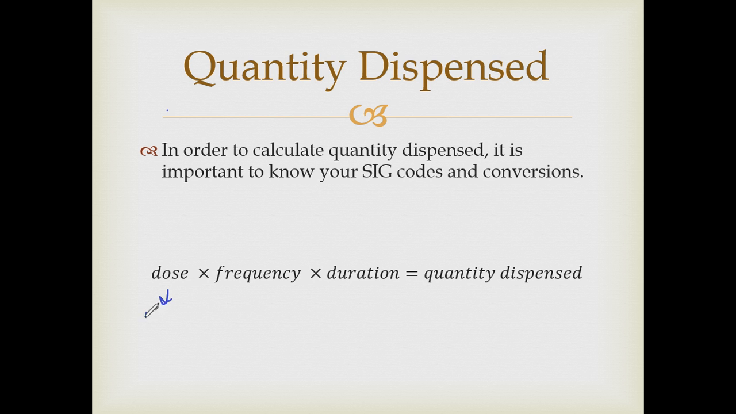Now my dose is either going to be the number of tablets or the number of mLs or the number of capsules, and that's for one single dose. My frequency is how many times per day, and my duration is going to be for my number of days. When we multiply all those numbers together, we're going to get an accurate quantity dispensed.